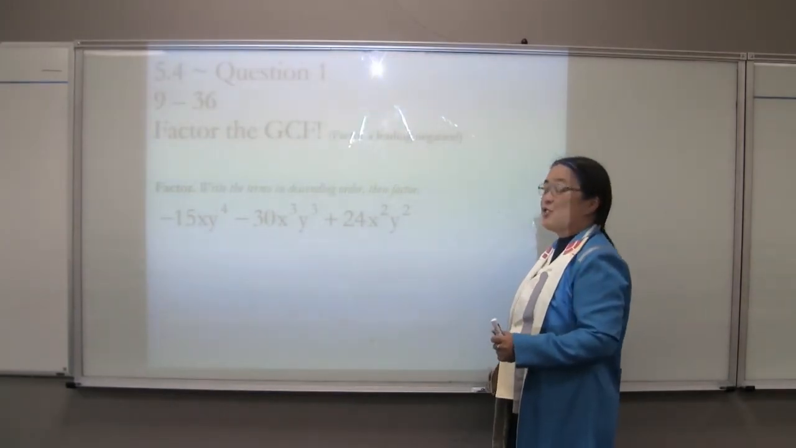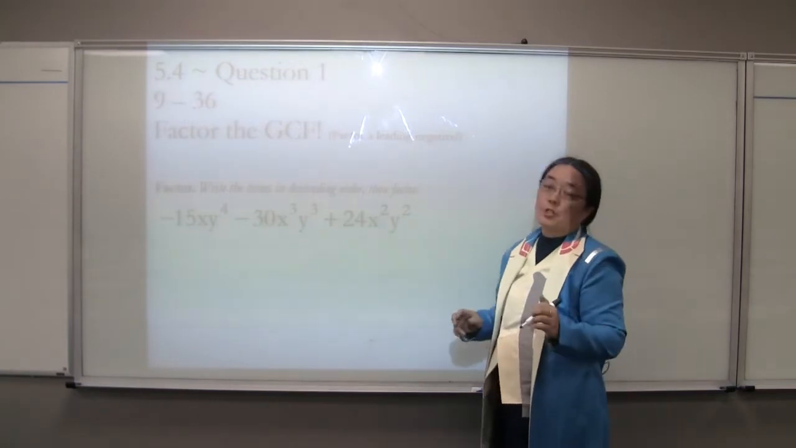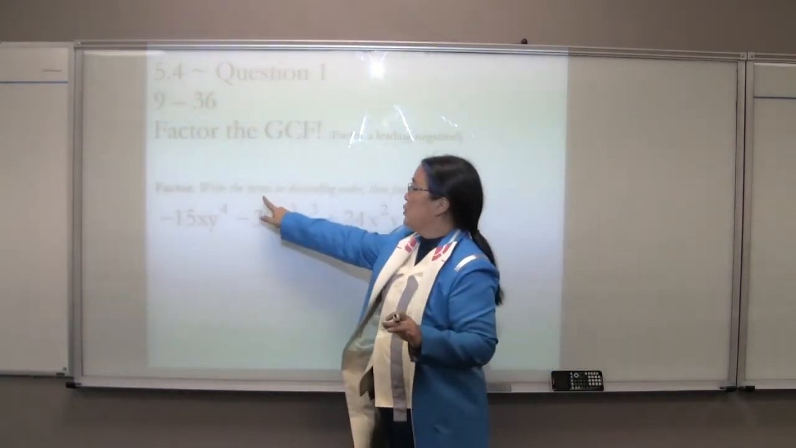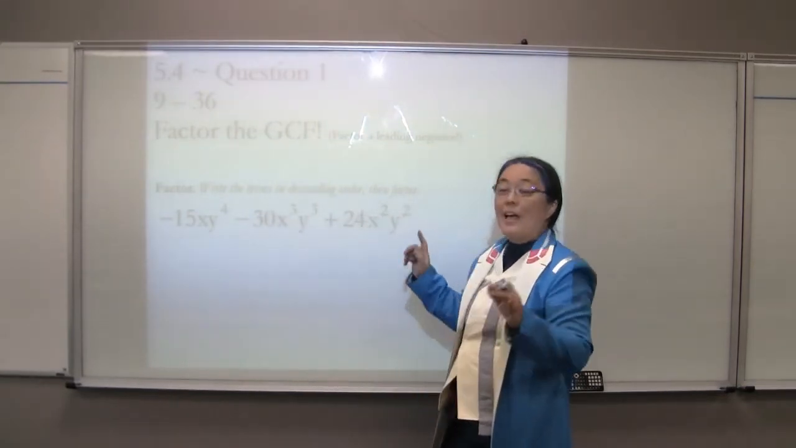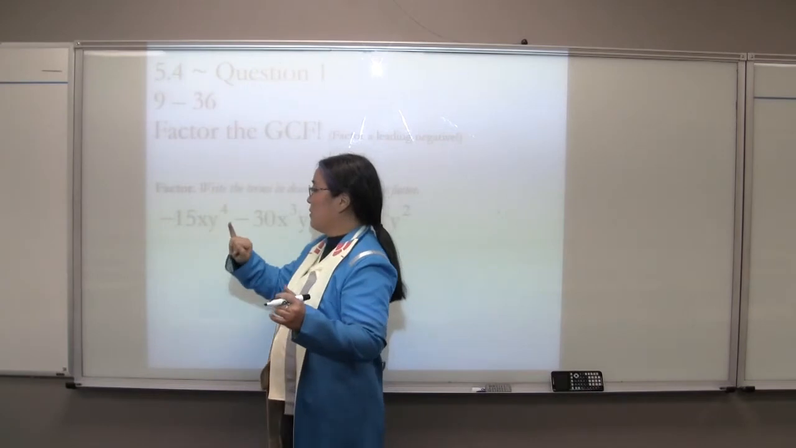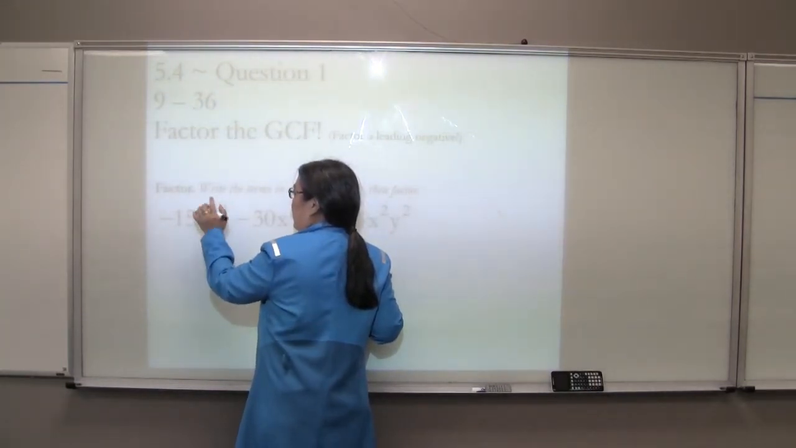Chapter 5, Section 4, Question 1. We're going to factor out a GCF, which is the greatest common factor. But before we can do that, we need to write the terms in descending order, then factor. So if we look here, from back in Chapter 5, Section 1, we have the invisible 1 and a 4.